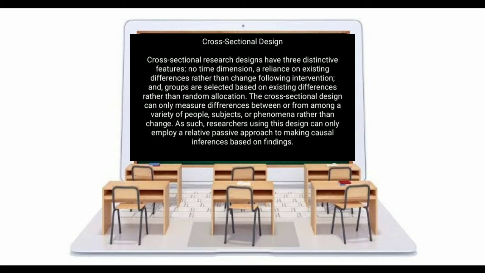Cross-sectional design. Cross-sectional research designs have three distinctive features: no time dimension, a reliance on existing differences rather than change following intervention, and groups are selected based on existing differences rather than random allocation. The cross-sectional design can only measure differences between or from among a variety of people, subjects, or phenomena, rather than change. As such, researchers using this design can only employ a relatively passive approach to making causal inferences based on findings.